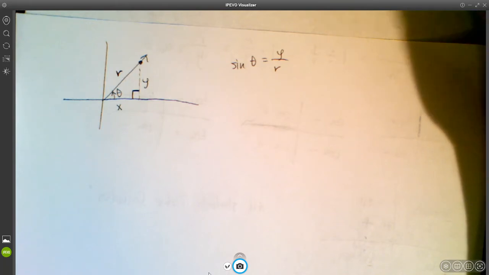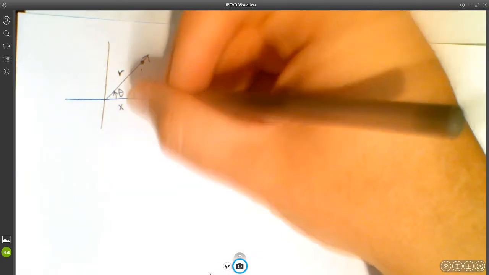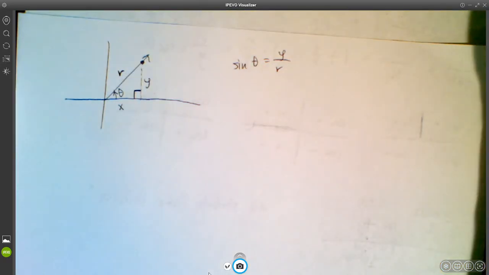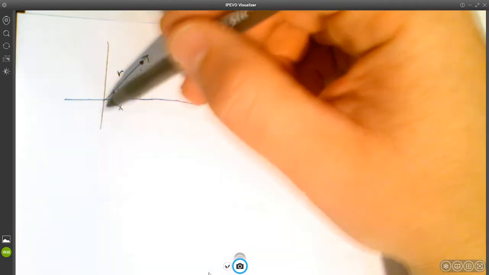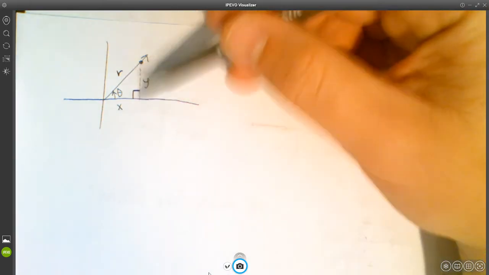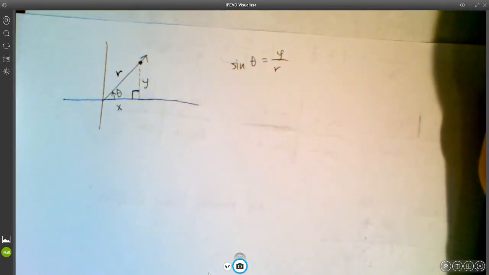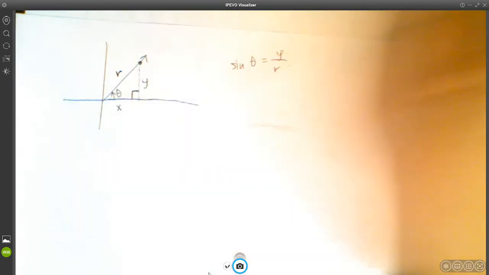Now, y is a leg of a right triangle, whereas r is its hypotenuse. And it's a well-known fact that the legs of a triangle both have to be shorter than the hypotenuse of that triangle, right? So the legs of a right triangle have to be shorter than the hypotenuse. So the hypotenuse is always the longest side of the triangle. That means that y is always going to be smaller than r whenever you have this situation.